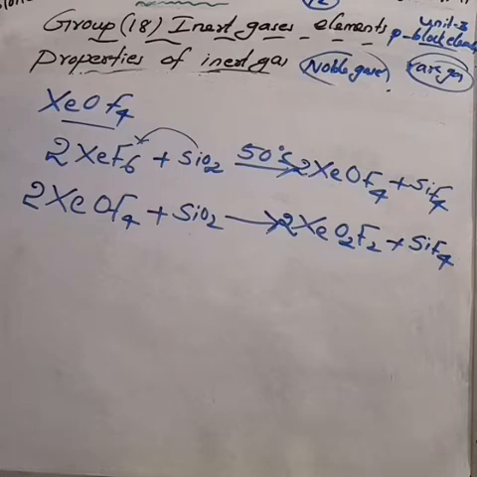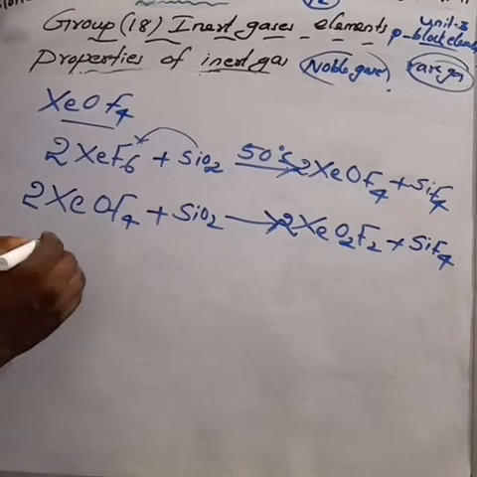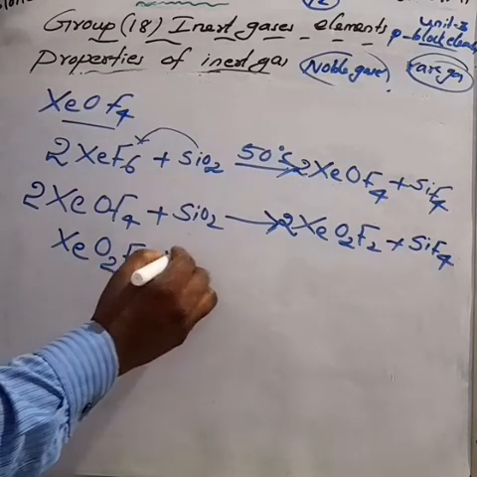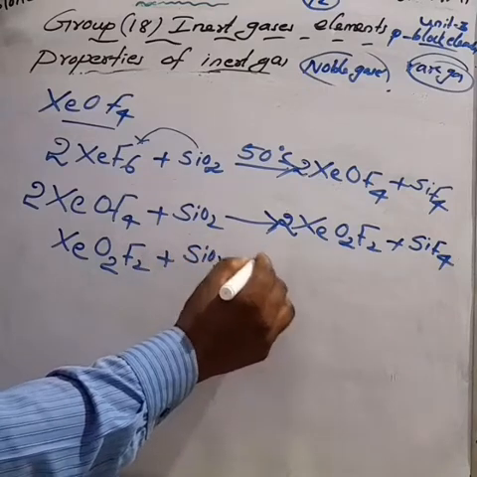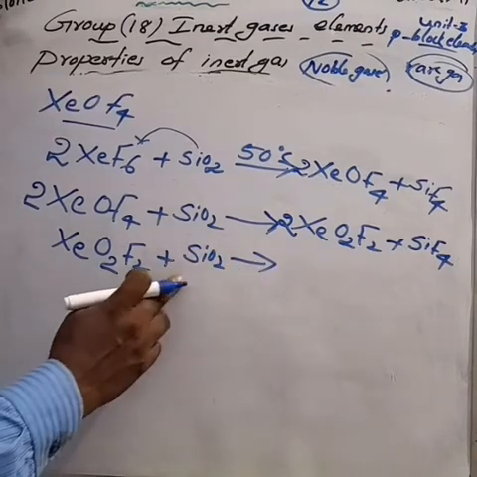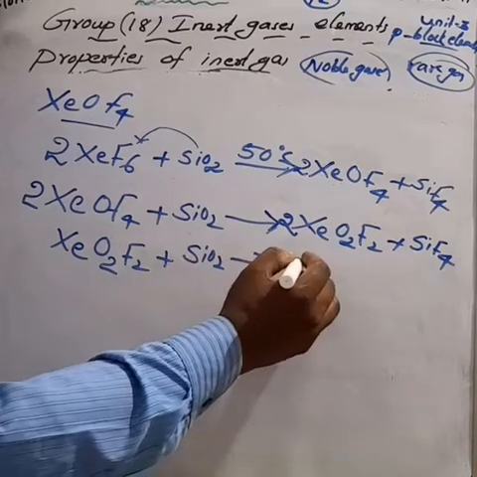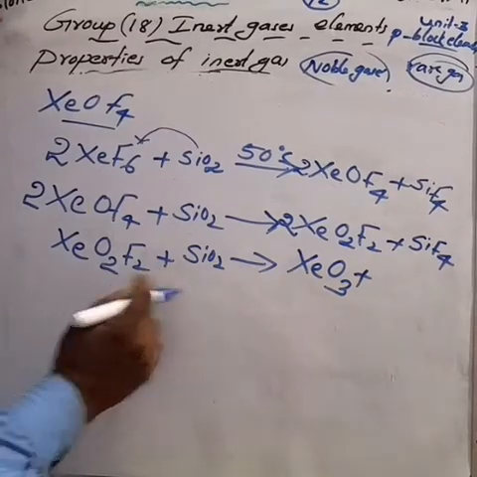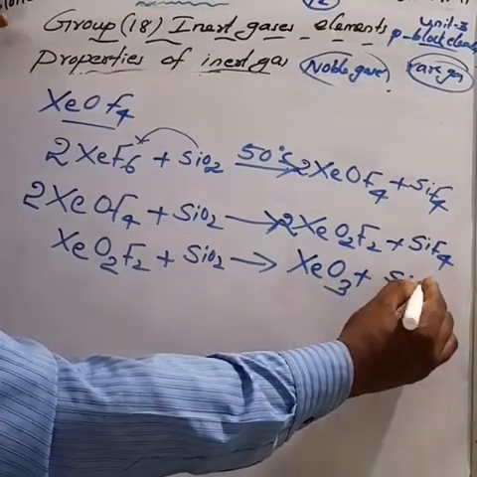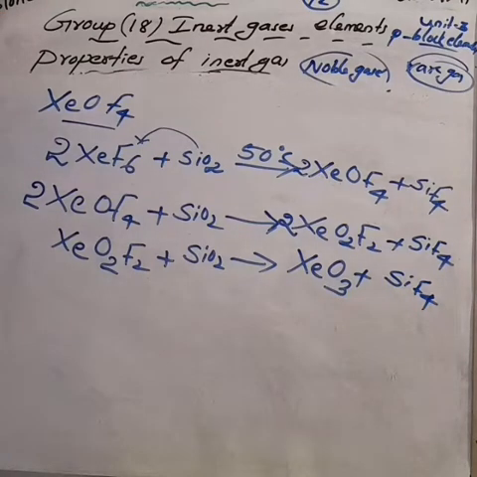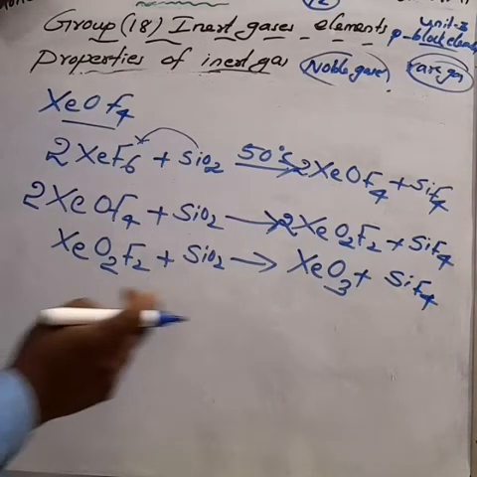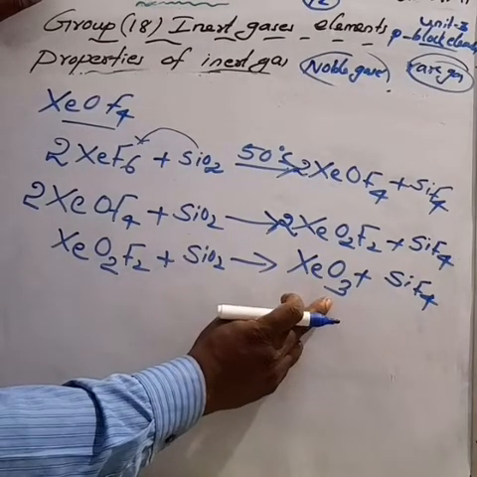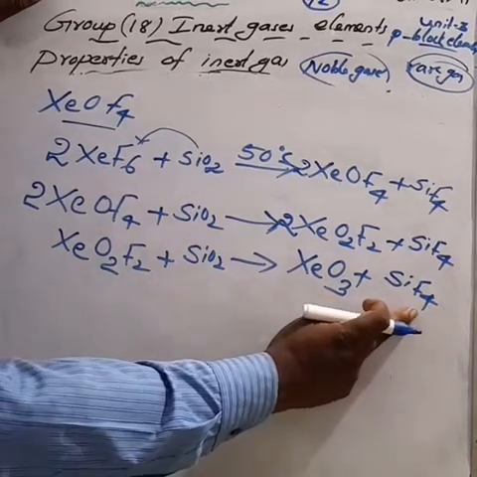Next, about xenon dioxide difluoride. Xenon dioxide difluoride, XeO2F2, again reacts with the silica, SiO2, and we get XeO3, and also the silica combines with the fluorine, we get SiF4, silicon tetrafluoride, and also we get xenon trioxide. What is the name of the compound? Xenon trioxide. Tri means 3 oxygen, am I right? Xenon trioxide, and also we get silicon tetrafluoride.